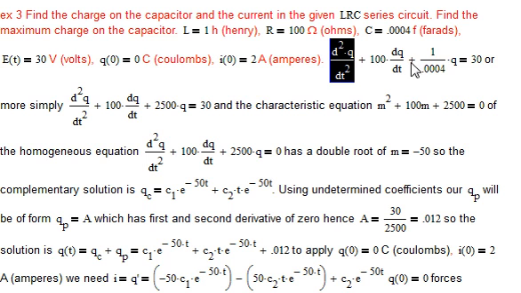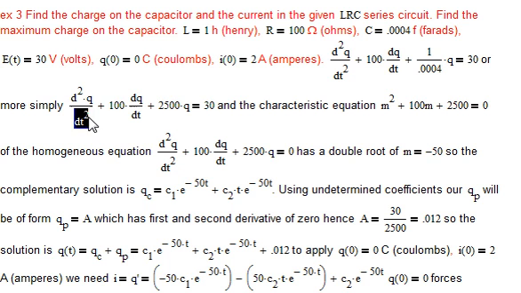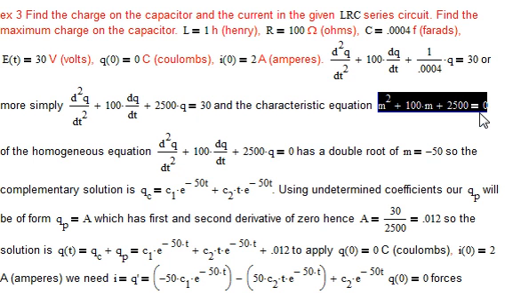Setting up our equation, 1 times the second derivative of the charge on the capacitor plus 100 times the first derivative of the charge on the capacitor plus 1 over 4/10,000ths times the charge on the capacitor is equal to 30. Or, simplifying it, the second derivative plus 100 times the first derivative plus 2,500 times the function itself equals 30. And the characteristic equation is m squared plus 100m plus 2,500 equals 0, of the homogeneous equation, not the one with the 30, but with the 0 there.